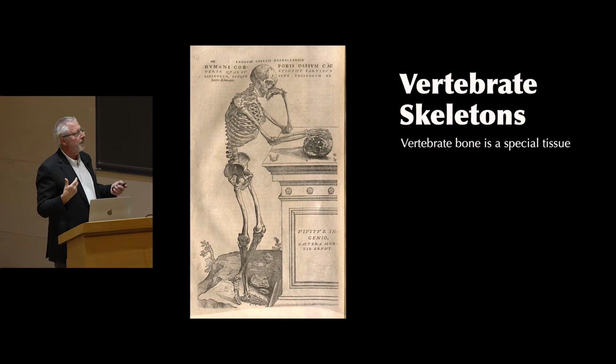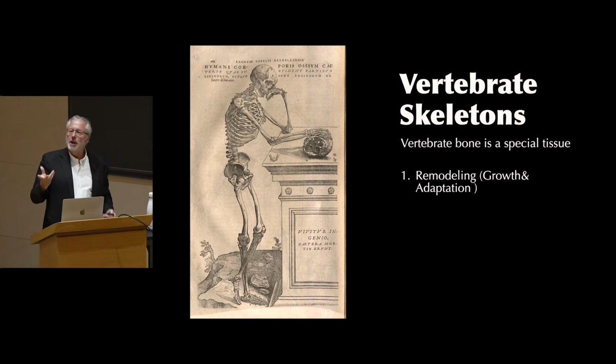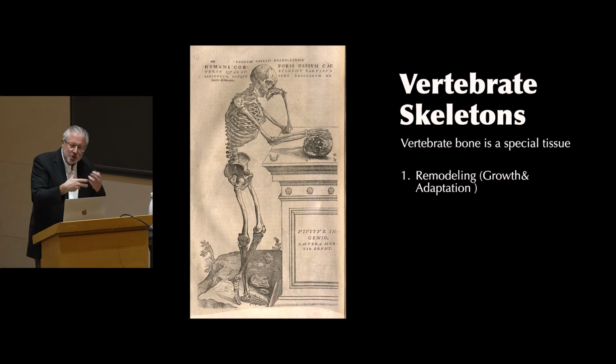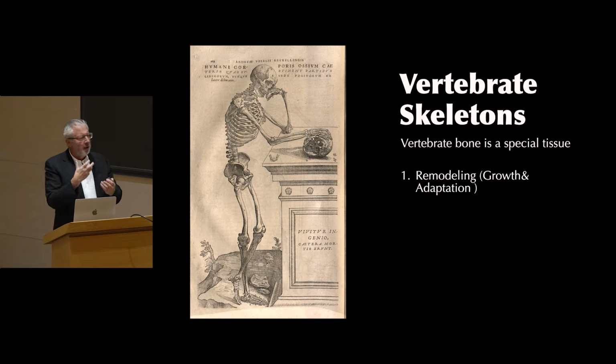Our bones, vertebrate bones, which we share with other vertebrates, are a very special tissue. The first is it can grow and adapt. It can remodel based on how it's used. It's a dynamic tissue, and it's a dynamic tissue because the cells inside are doing a variety of things we're going to be talking about today.